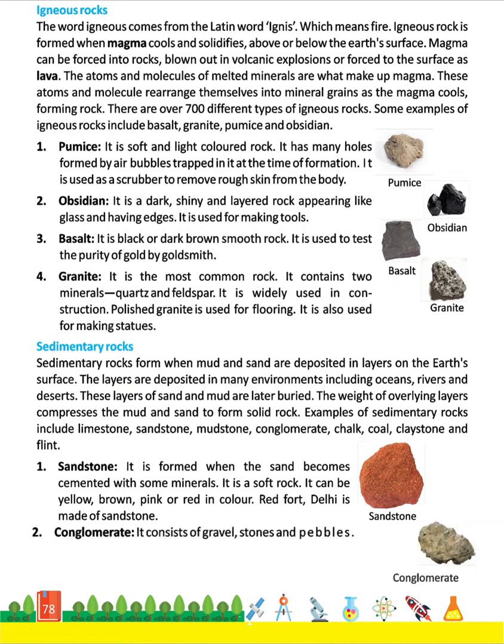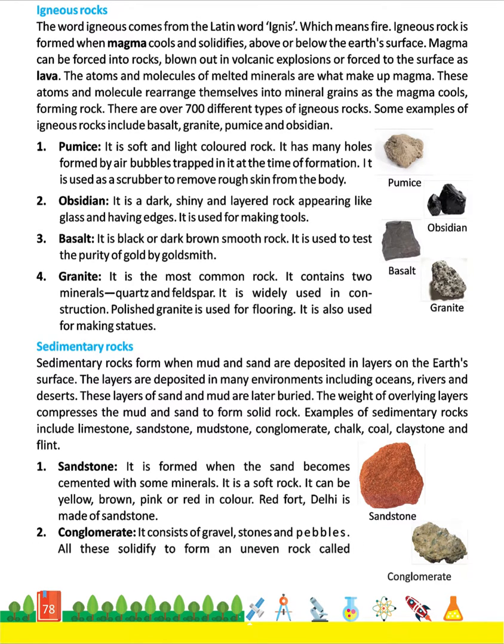2. Conglomerate. It consists of gravel, stones and pebbles. All these solidify to form an uneven rock called conglomerate. It can be orange or grey in color. It was once used as millstones for grinding corn.